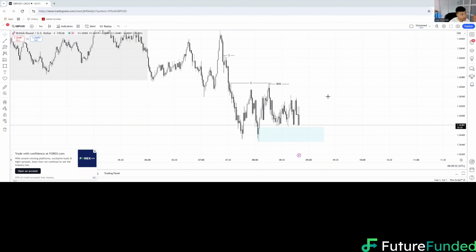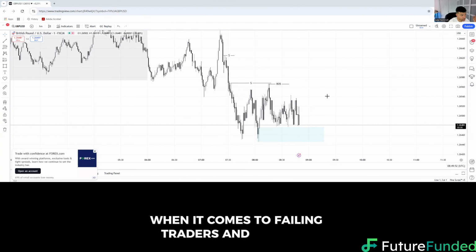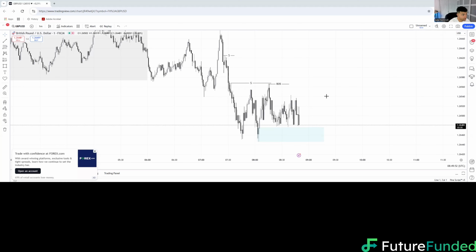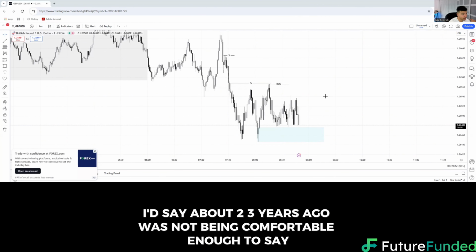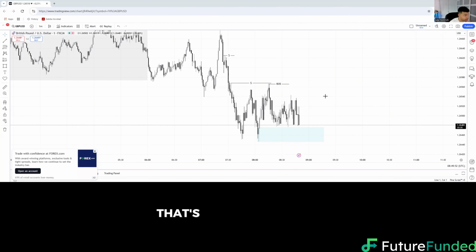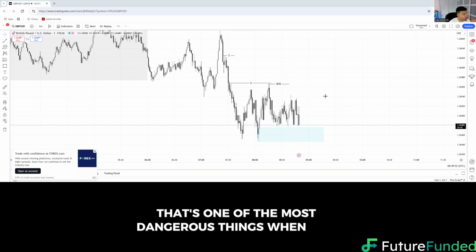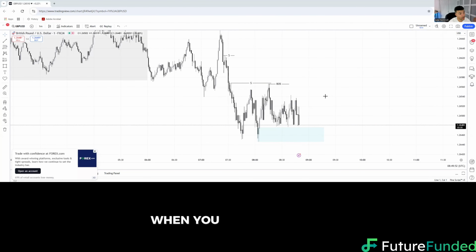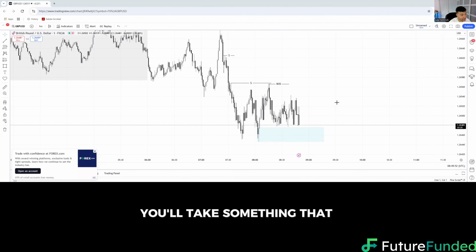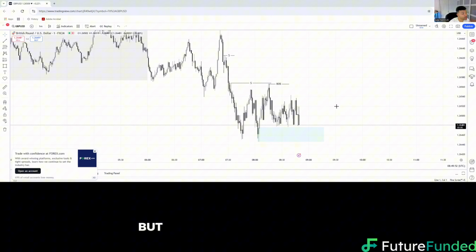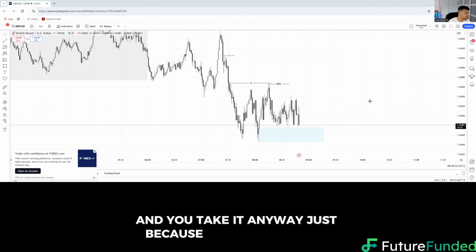Most of the time when it comes to failing traders and so forth, and something that was, you know, humongous with myself, I'd say about 2-3 years ago, was not being comfortable enough to say I'm not going to take this setup. Okay, that's one of the most dangerous things. When you are itching to take a setup, 9 times out of 10 you'll take something that looks close to what your edge would be, but you have a gut instinct that there is 1 or 2 things off, but you still take it anyway. And you take it anyway just because you want to trade.